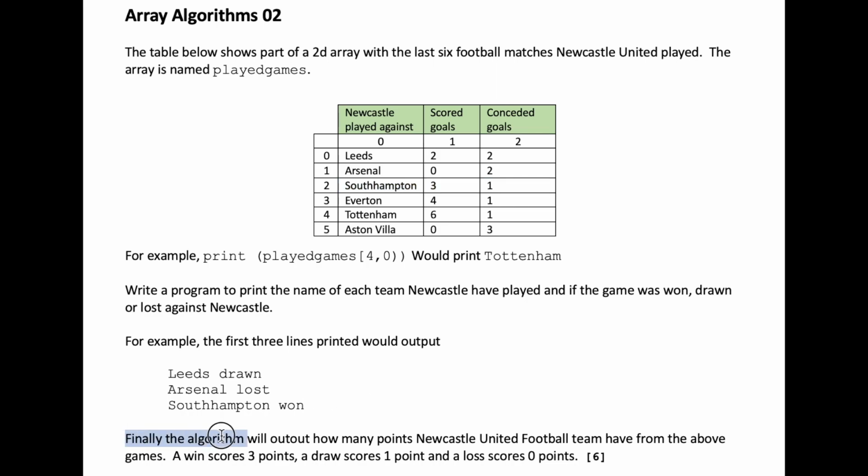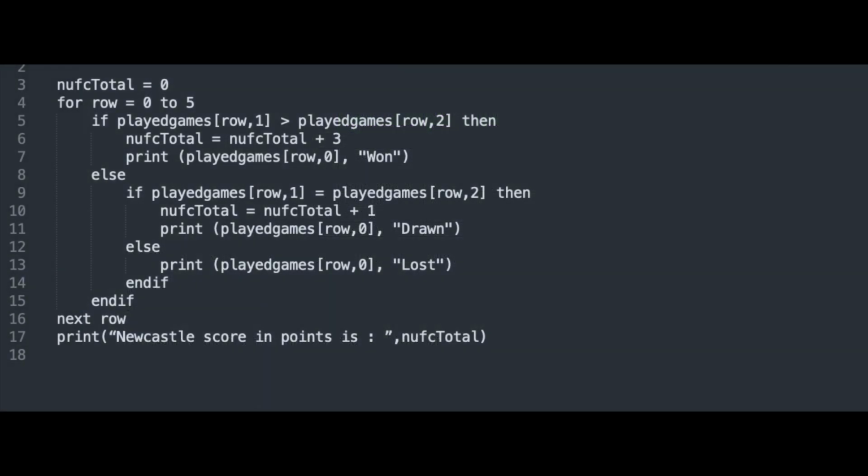Finally, the algorithm will output how many points Newcastle United football team have from all of their games. So now let's look at the algorithm solution. Notice this exam question is worth 6 points and we will be looking at the marking criteria for that after we've looked at the pseudocode solution. Here we have the pseudocode solution. So let's look at the code.